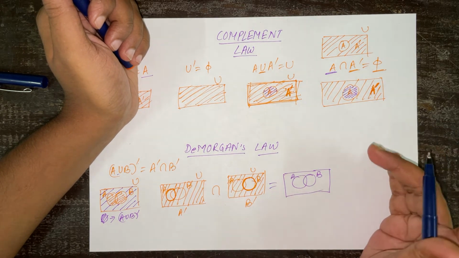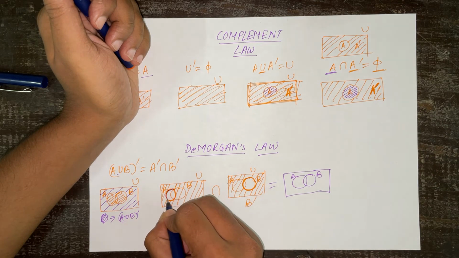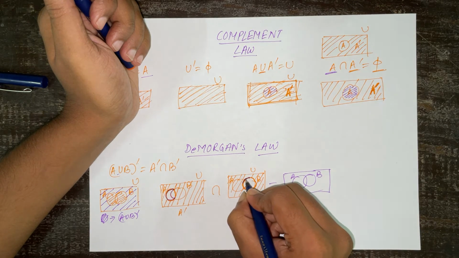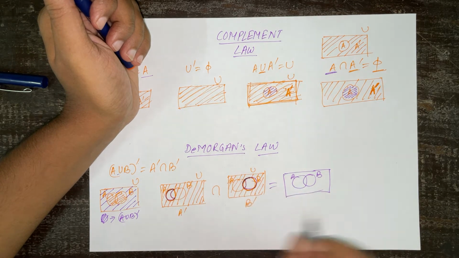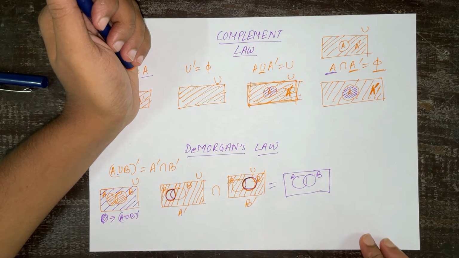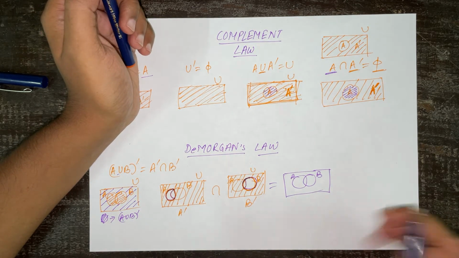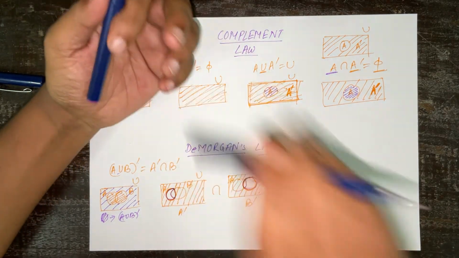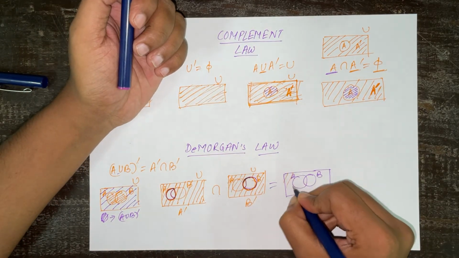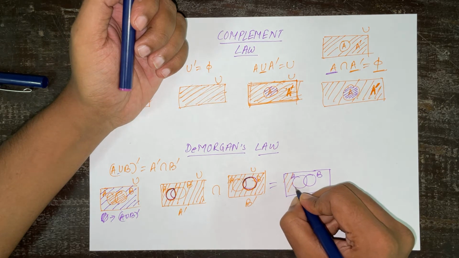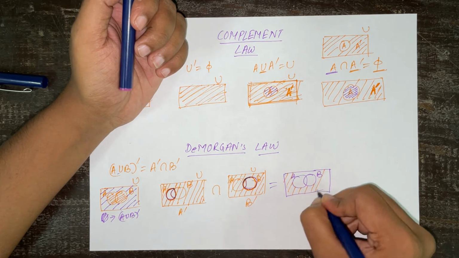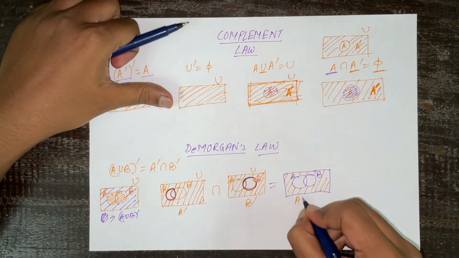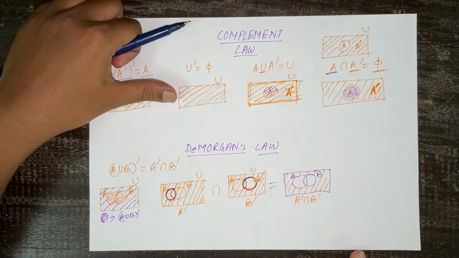So which parts are not there? This part is not here. Also, this part is not here. Okay. So now if we find the intersection of these two, what do we get? We get this region. Let me do it with the orange one. We get this region. Okay, this is our A complement intersection B complement.